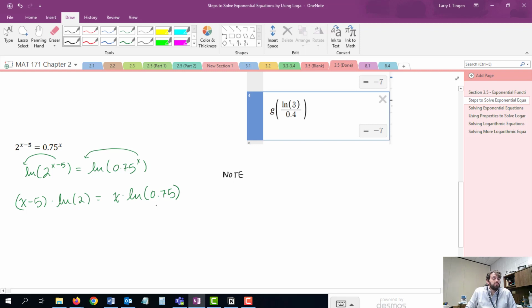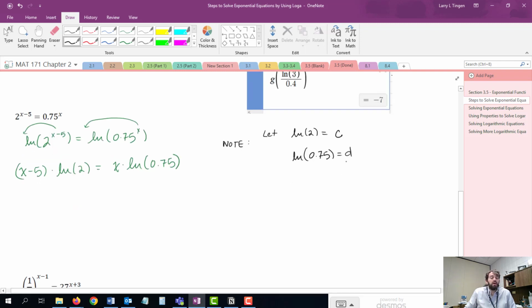But these are just numbers, right? So natural log of 2 is a number. Natural log of 0.75 is a number. So to make life easier, I'm going to let the natural log of 2 equal a. Actually, I'm going to do c and d, because a and b have been thrown around. I'm going to let natural log of 2 be c, and I'm going to let the natural log of 0.75 be d. Why would I do that?